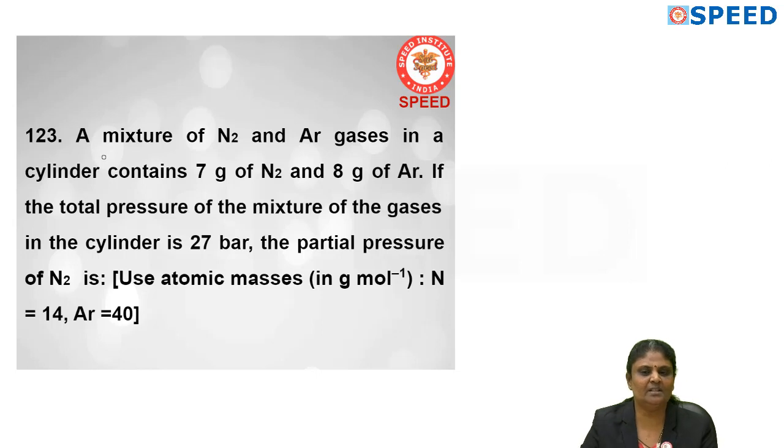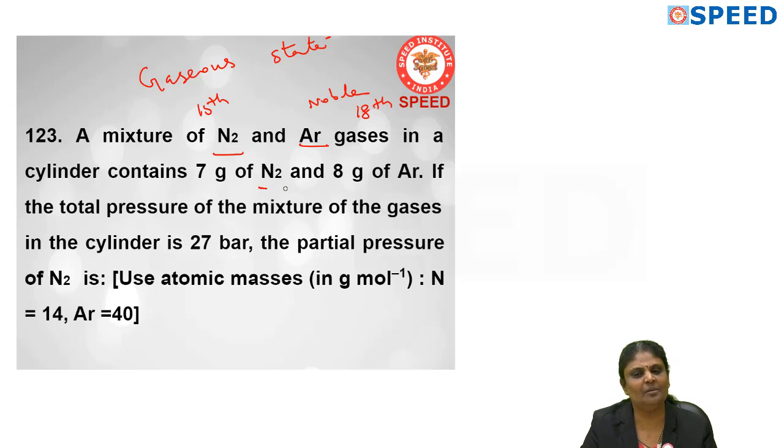And then the 123rd question, which is also from the gaseous state, 11th standard portion. A mixture of nitrogen, which is diatomic, and argon, which is a noble gas. Nitrogen is the 15th group of P block and argon is the 18th group of P block. A cylinder contains 7 gram of nitrogen and 8 gram of argon. So a single cylinder contains both gases, 7 gram and 8 gram, so the total is 15 gram.